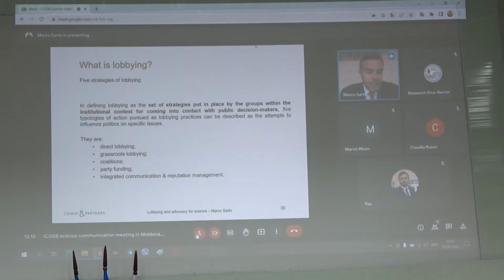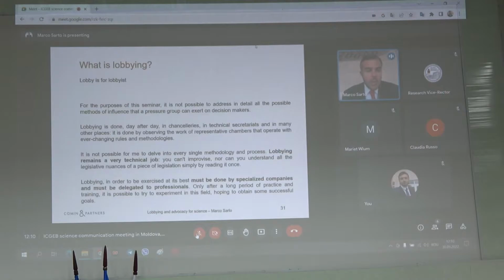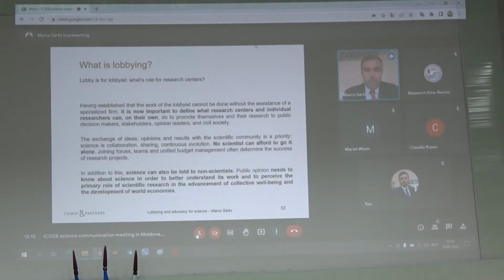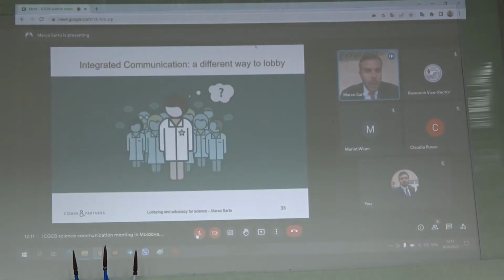But for you as scientists, as part of the amazing center you belong to, you can use integrated communication and reputation management in order to tell your job, to tell what you do, to create value around what you're doing and what your research is going to find. So the first four types of lobby should be done just by societies like mine, for example, because it's a kind of technical work. It's not easy to go alone to speak with politicians. It's not easy to do this. But if you try to communicate properly what you do, your research and your values, you can do lobby as well. So integrated communication, in my opinion, is a different way to lobby.